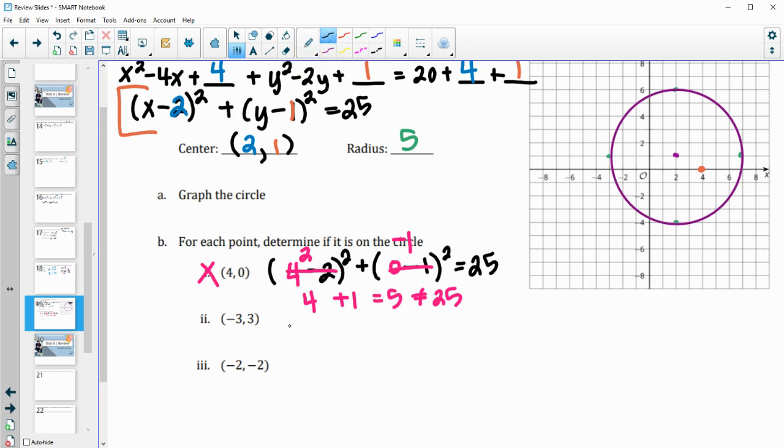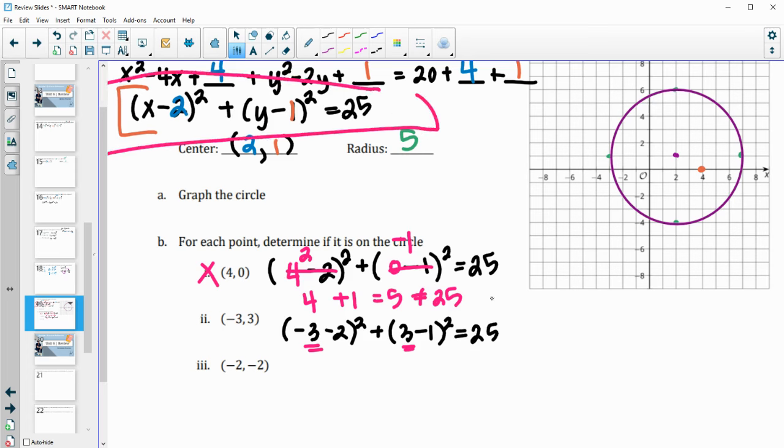And then we'll just keep doing that with these other ones. So we'll be doing negative 3 minus 2 squared plus 3 minus 1 squared and see if that equals 25. So I just plugged these points, negative 3, 3, into our equation. Negative 3 minus 2 is negative 5, and then we're going to square that. And 3 minus 1 is 2 squared. So negative 5 squared is 25, and 2 squared is 4. That's 29. So this one is not on our circle.